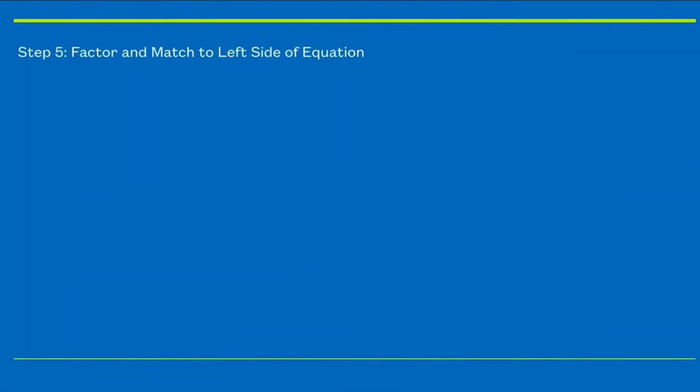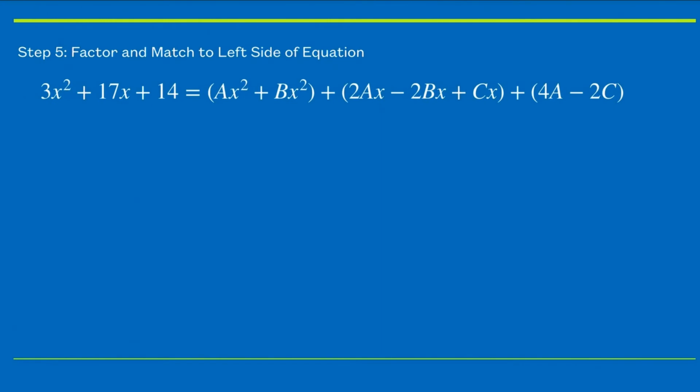All right, so now we're in step 5. As you can see from the title there, we're going to factor and match to the left side of the equation. So let me bring in the equation from the previous slide. The first step is we're just going to do a little factoring. So you only need to factor the parentheses that have x's. You can see we're going to factor this one, and we're going to factor this one. This one here we're not going to worry about.